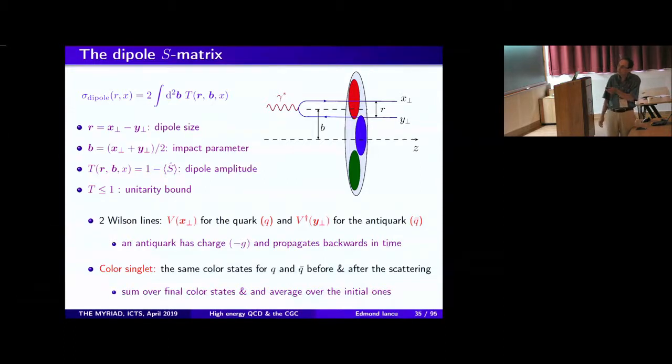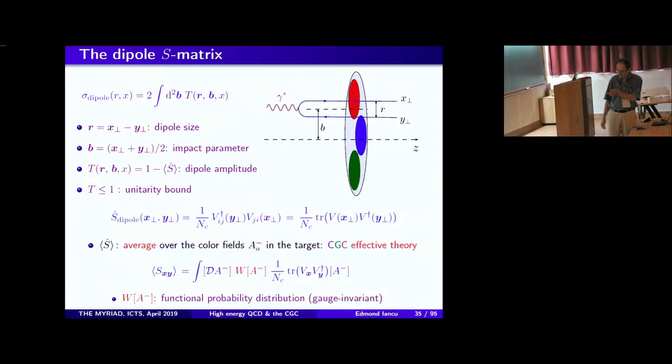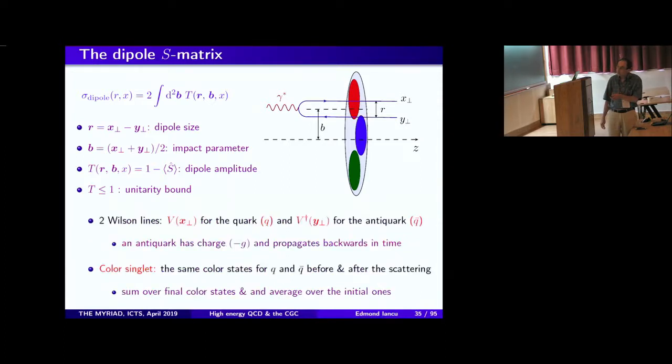But for the time being, I keep both dependencies, dipole size and dipole impact parameter, or equivalently, x perp and y perp. So T is 1 minus S, the 1 minus the dipole S-matrix, and the dipole S-matrix I'll construct in a moment. This T is constrained by unitarity. So the fact that the cross-section must obey the unitarity bound implies that T at any fixed b has to obey the unitarity bound. T cannot exceed unity. That's probability conservation.